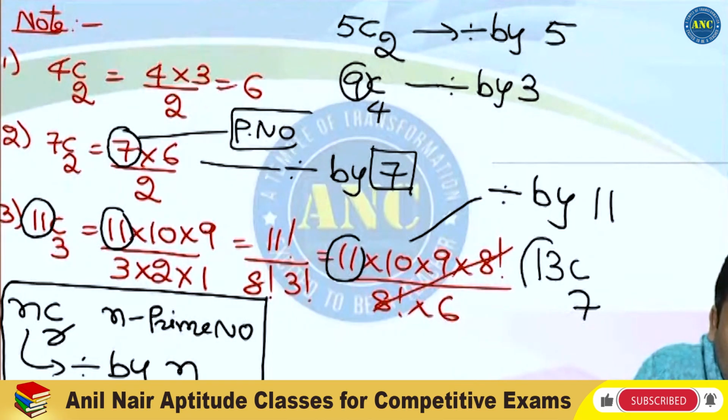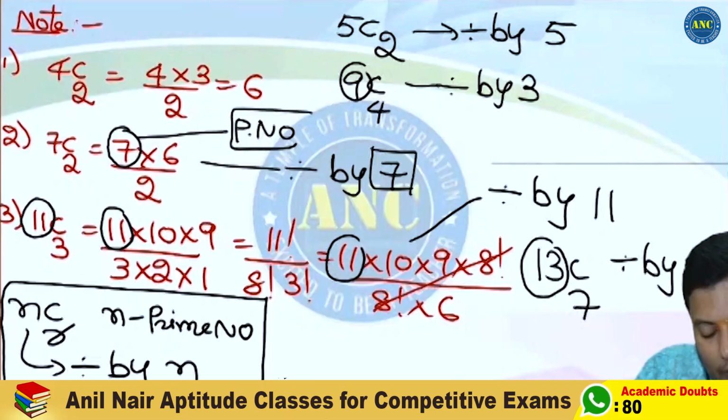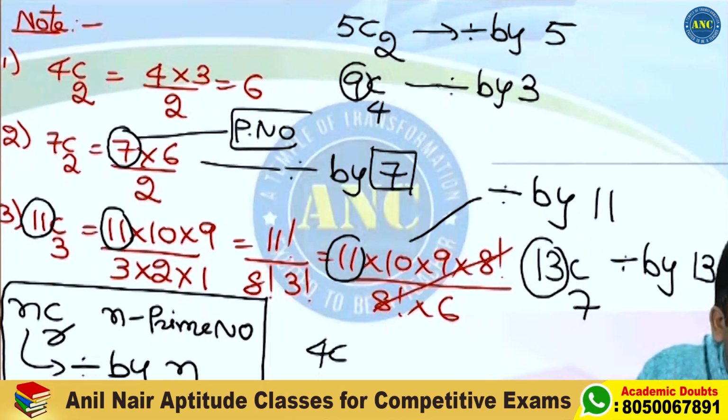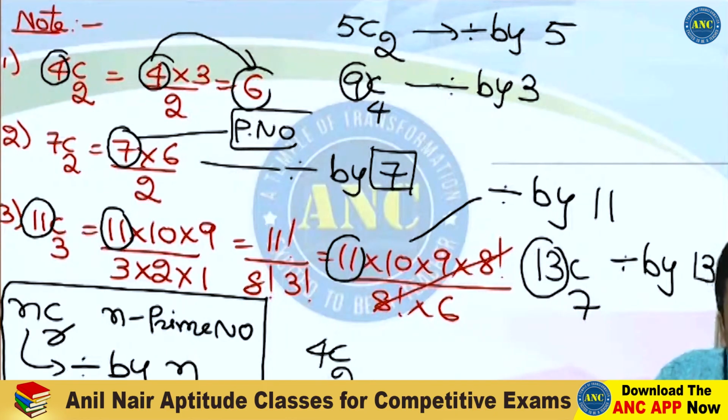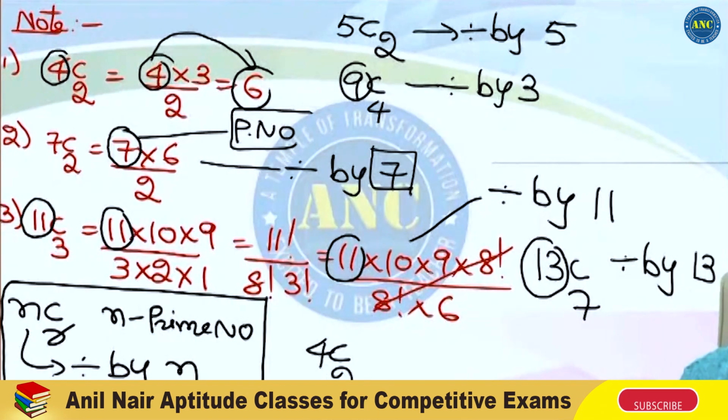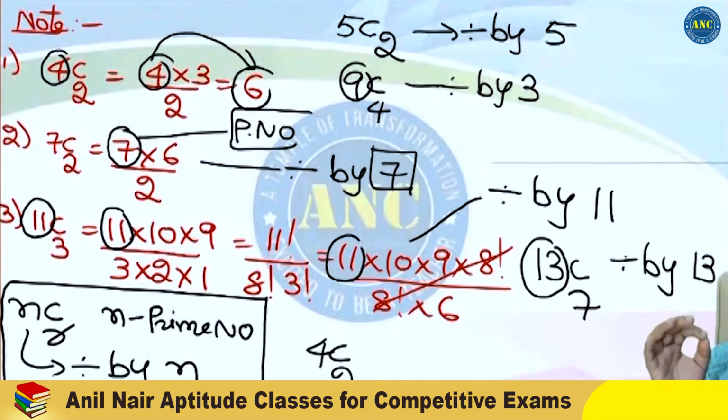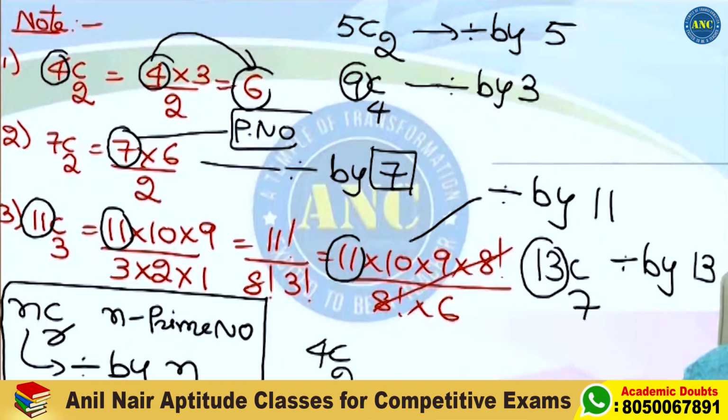13C7. 13 is a prime number. The answer will be divisible by 13. 4C2. 4 is a composite number. The answer will be divisible by the prime factor of 4, which is 2. Please make a note of this important key point in your notebook. NCR: if n is a prime number, the answer will be divisible by n. If n is a composite number, take the prime factors of that number. Very, very important concept to simplify your problems.